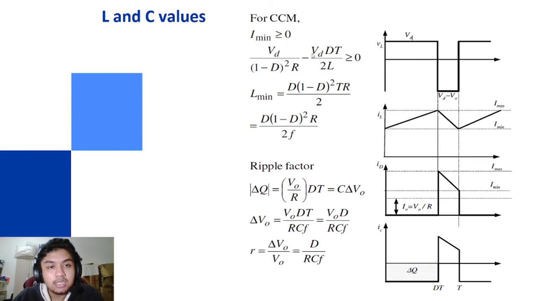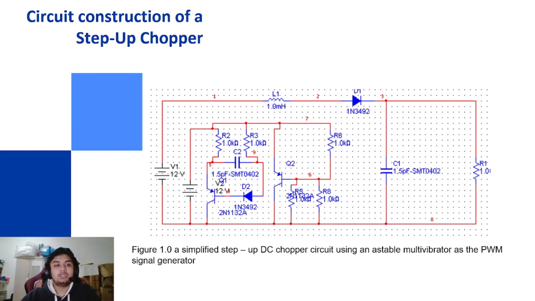Okay, so these are the L and C values. For CCM, this is the calculation for the CCM, and this is the calculation for the ripple factor. Okay, so next one is the circuit construction of a step up chopper. So this is figure 1 as shown here. Figure 1, a simplified step up DC chopper circuit using an astable multivibrator as the PWM signal generator.